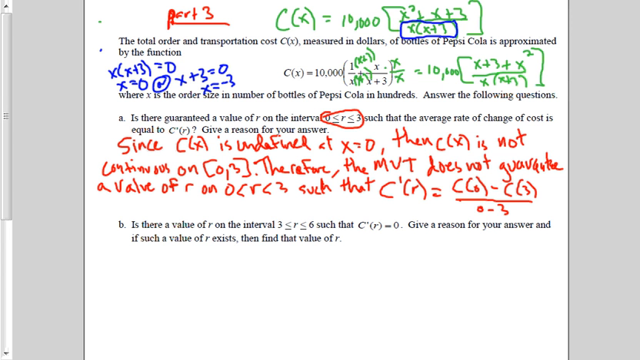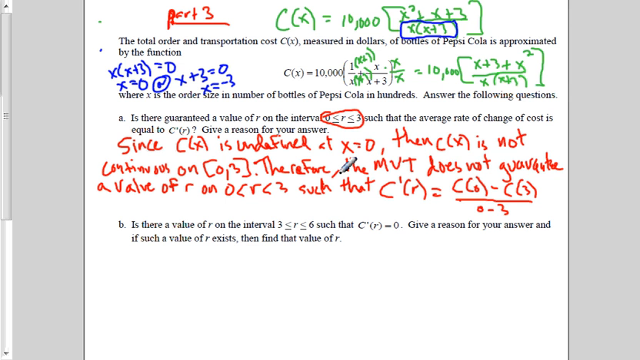All right, so let's look at the next part. Is there a value of r on the interval from 3 to 6 such that the derivative equals 0? Give a reason for your answer. And if such a value of r exists, then find that value of r. So now we're going to need to take the derivative. First of all, I know it's continuous, and I know it's differentiable. And I'm really looking to see if Rolle's theorem applies here.